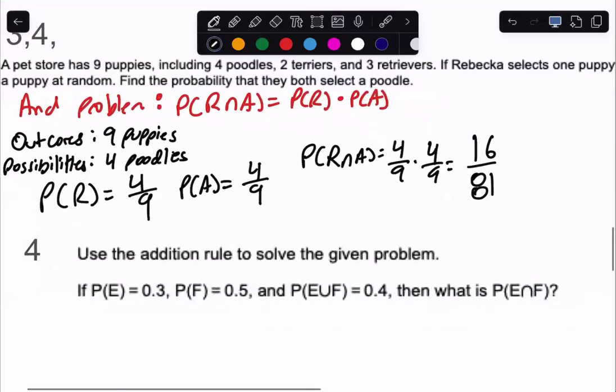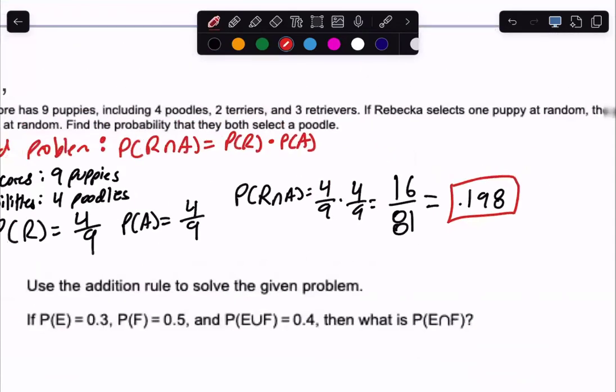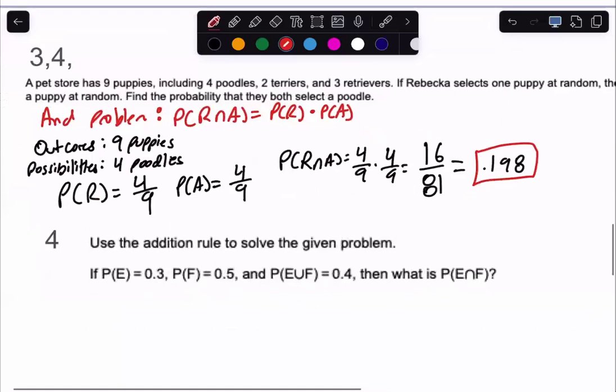If it asks you for a decimal, I think it's asking for a decimal, so you actually have to divide. So this would be 0.198. This will also be on your test. You should know how to find the probabilities of independent events. So just follow the formula and you should be fine.